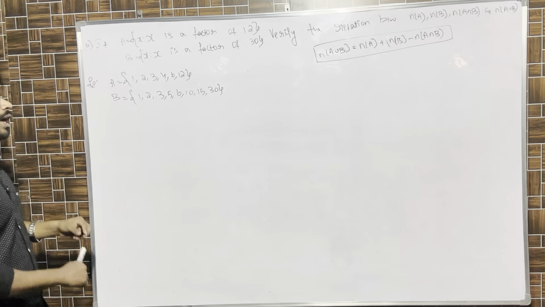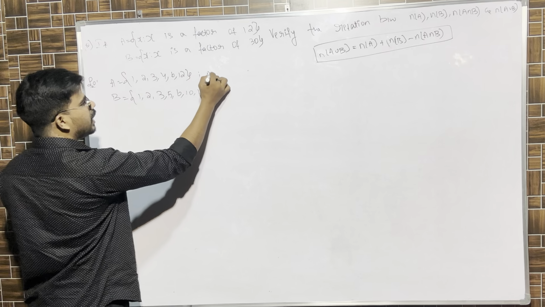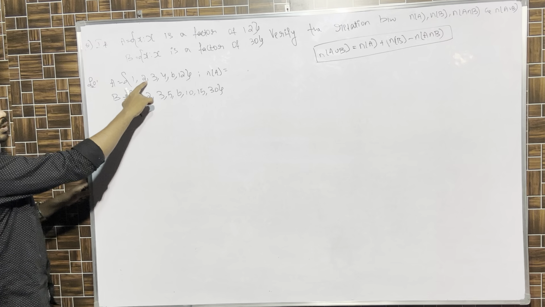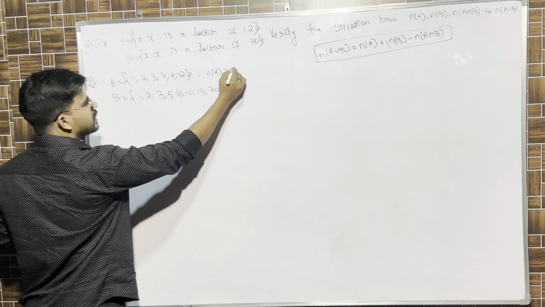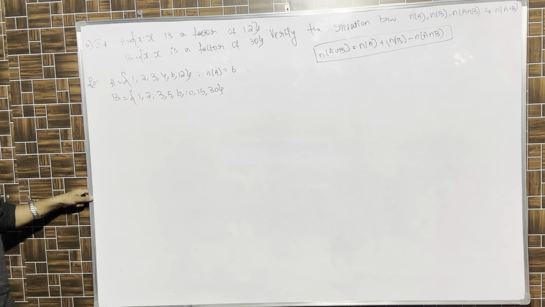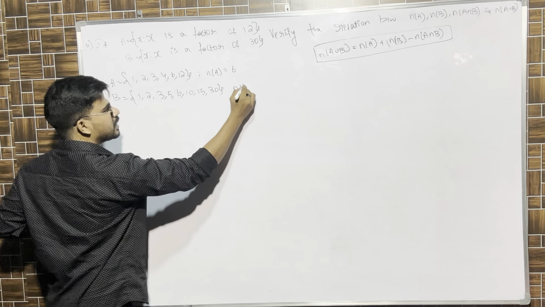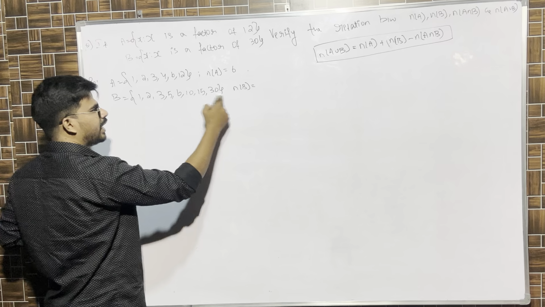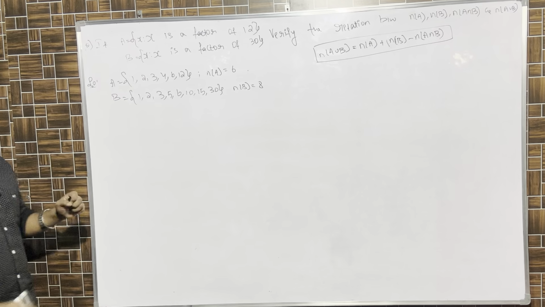We'll find n of A and n of B. n of A in the sense number of terms in A. How many terms are there? 1, 2, 3, 4, 5, 6. Six terms are there, n of A is 6. n of B is the number of terms in B. How many terms are there? 1, 2, 3, 4, 5, 6, 7, 8. Eight terms are there. n of A and n of B are done.